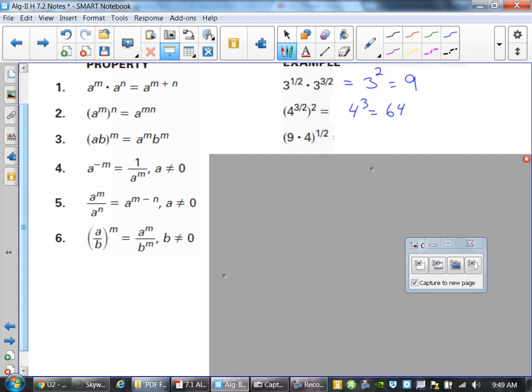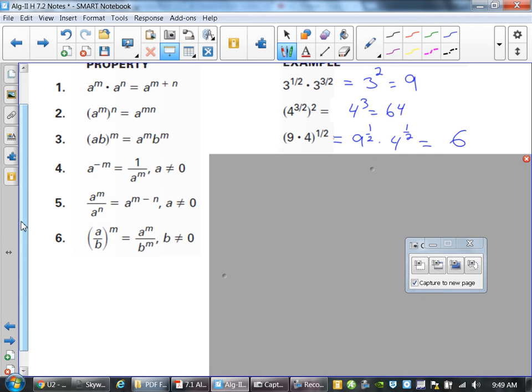Same deal here. When you have two things raised to the same power, it's a matter of distributing the property to both parts. It works the exact same way with fractional exponents. If I have 9 times 4 to the 1/2 power, that means it's 9 to the half times 4 to the half. What's the square root of 9? 3. And what's the square root of 4? 2. 3 times 2 is 6.